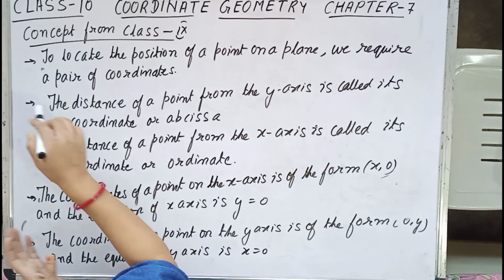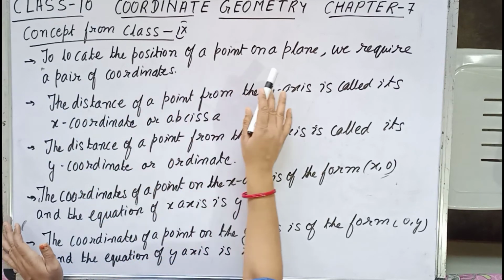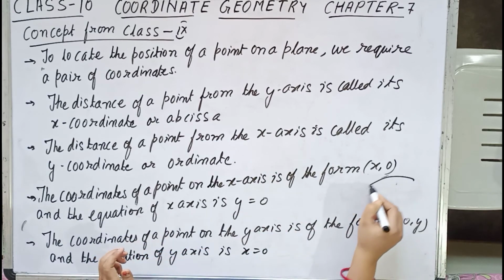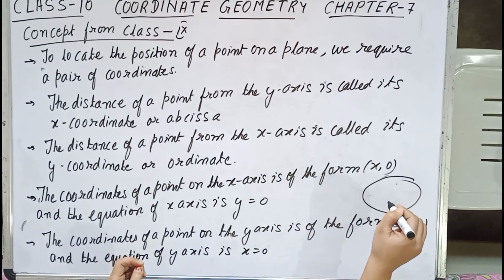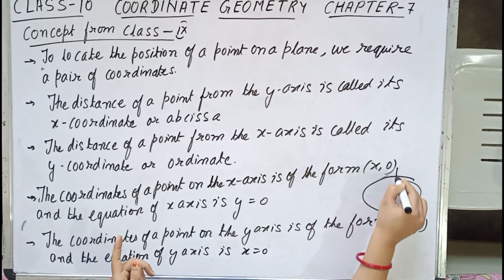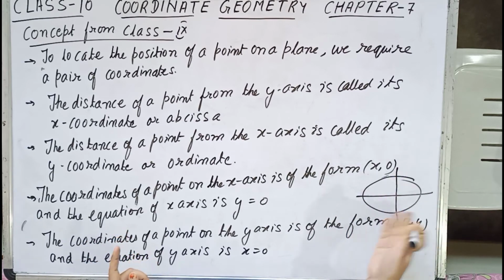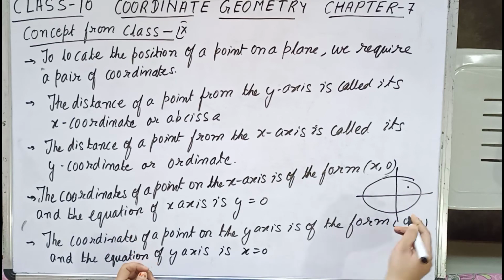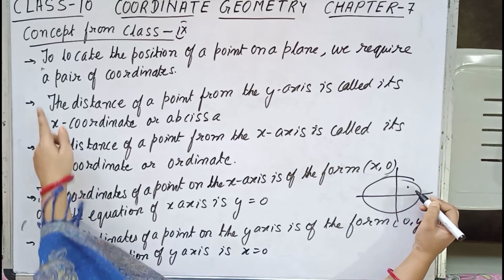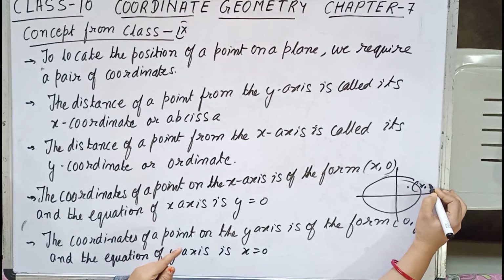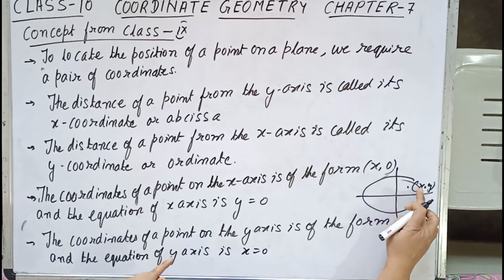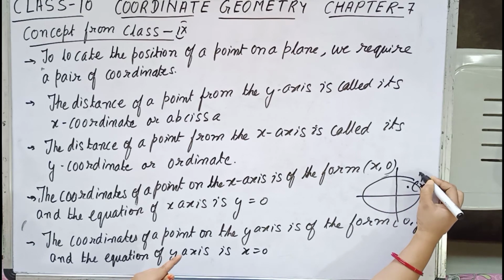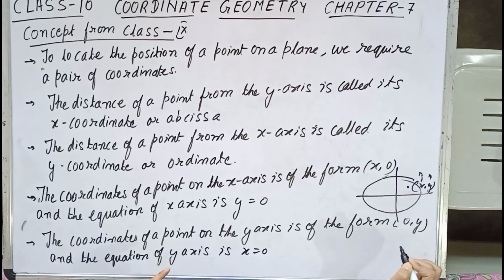The first point is, to locate the position of a point on a plane, we require a pair of coordinates. So, suppose this is a plane. Now, to locate a point on this plane, we require a pair of coordinates. To draw the pair of coordinates, we need the x-axis and the y-axis. Over here we can plot a point, for which we need a pair of coordinates. So, if we write the pair of coordinates, this is called the x-coordinate, this is called the y-coordinate. The x-coordinate is also called abscissa, and the y-coordinate is also called ordinate.